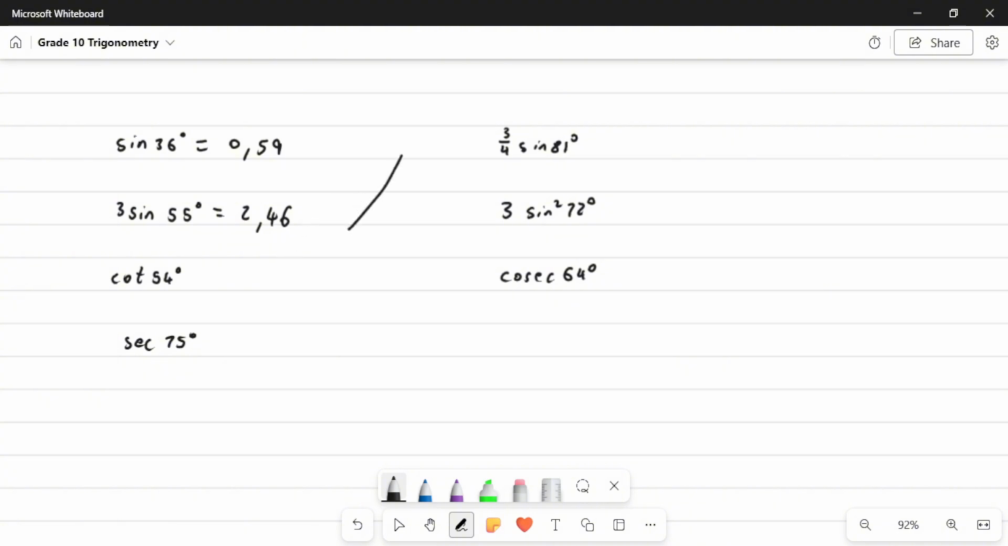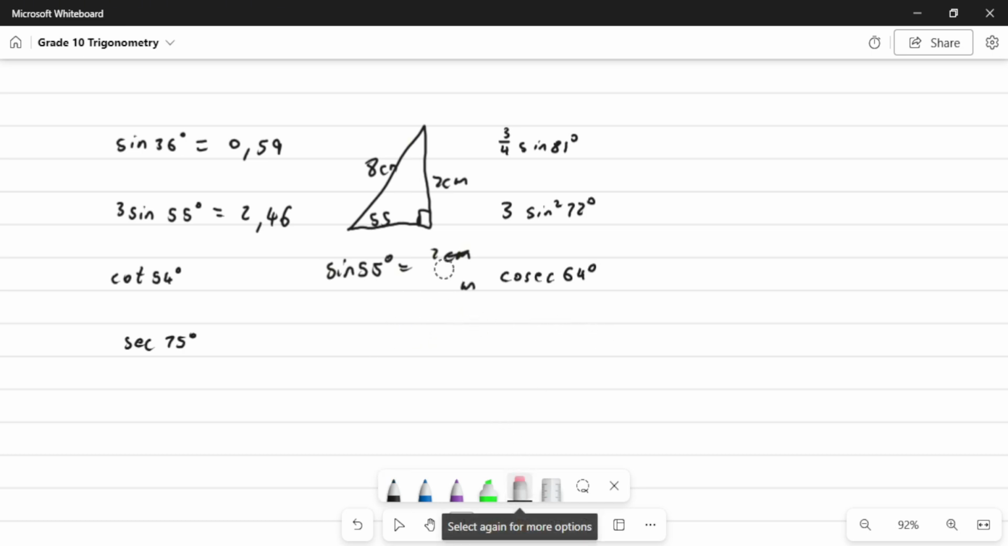Because let's look at it from a practical standpoint. You have a right angled triangle here. You have 55 degrees here. I'm just taking random values. If this was 7 centimeters and that was 8 centimeters, then hypothetically, sine of 55 degrees is equal to 7 centimeters over 8 centimeters. So what happens here? The units cancel. So whatever you yield, the 7 over 8 is unitless. Very important. Understood?